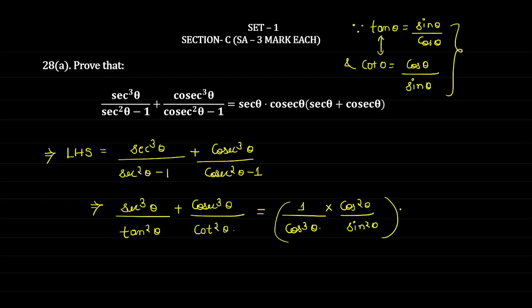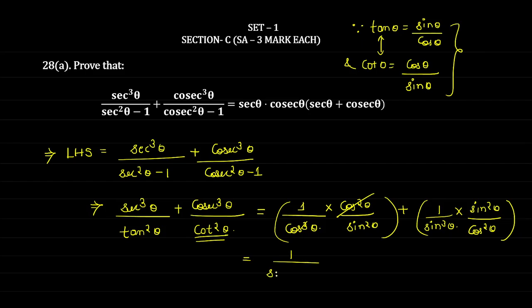The similar thing will happen here also. So 1 cosec cube theta is what? 1 by sine cube theta, because again they are reciprocals. And if you take the reciprocal of this, in multiplication I'll have sine square theta divided by cos square theta. Now let us simplify this. This will cancel this and we'll be left with 1 divided by sine square theta into cos theta plus 1 divided by, this will cancel this, and we'll be left with sine theta into cos square theta.